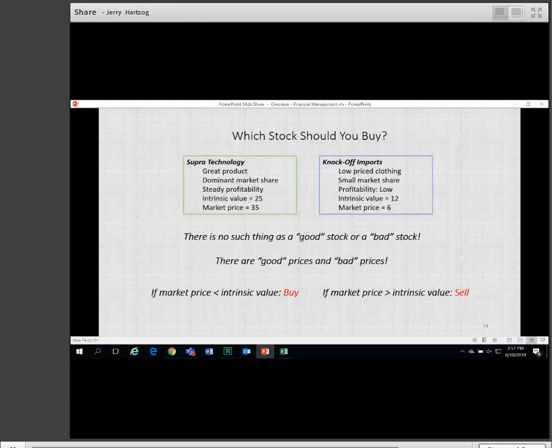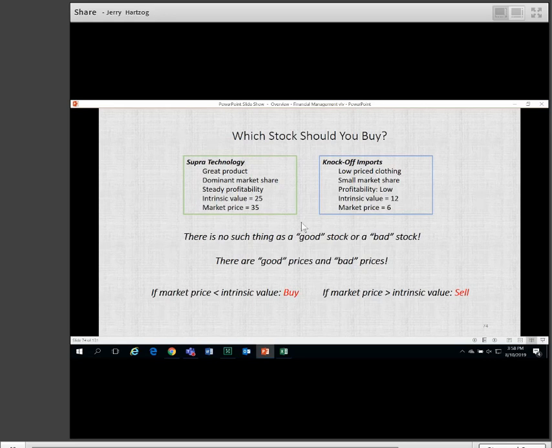So how do we use intrinsic value? Okay, we've got two stocks. Which one should you buy? We've got Super Technology. Yeah, they've got a great product, dominant market share, very steady profitability. Or we'll have Knockoff Imports. Yeah, they import low price, kind of shoddy quality clothing. It's a pretty small company, small market share. Yeah, profitability, it's okay, but it's low. Which one would you buy?